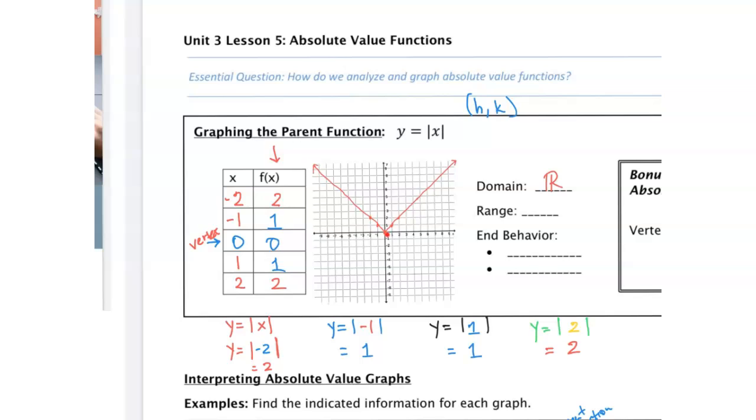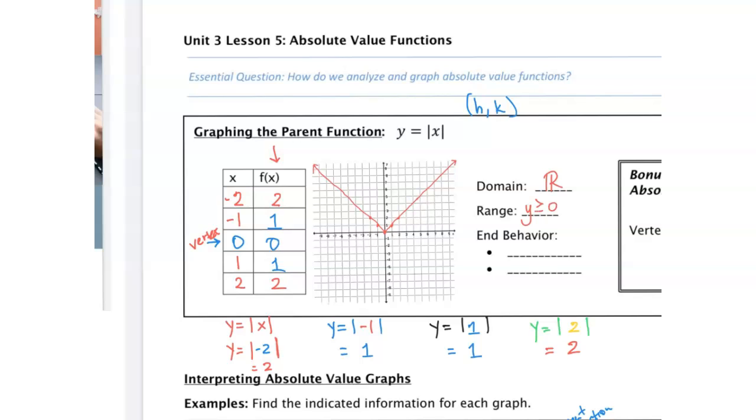So for this V shape, we have either a minimum spot or a maximum spot, and that's where our vertex is. In this case, this is a minimum. So our y's don't go anywhere below the y value of 0 here. And then we cover all the y's above it. So then our range here would be y is greater than or equal to 0.